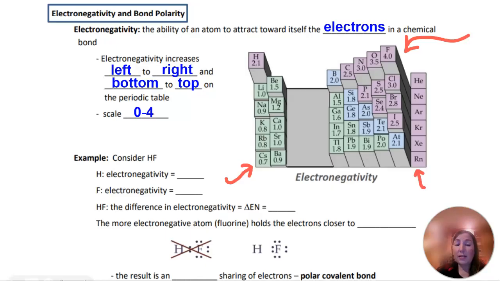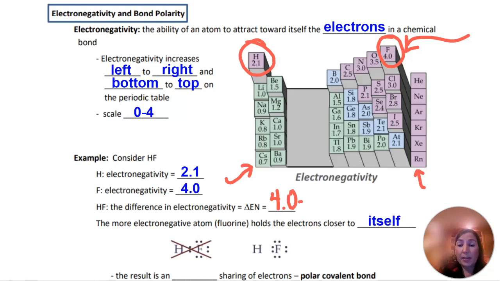For example, let's consider the bond between hydrogen and fluorine. Hydrogen's electronegativity we find on this scale is 2.1, and fluorine's electronegativity is 4.0. So then we take the difference between them. It's always just the larger number, the 4, minus the smaller 2.1, to get a difference of 1.9. That's considered a large electronegativity difference.